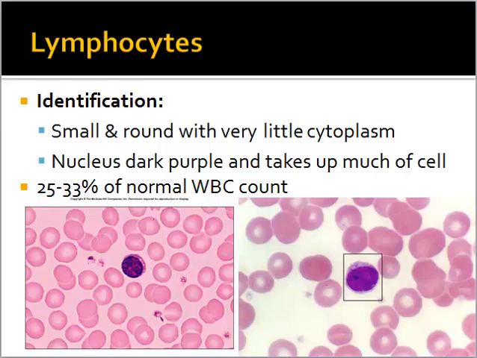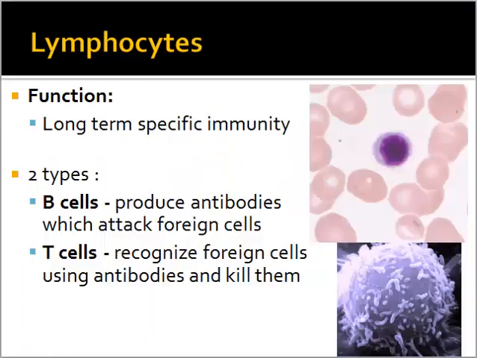They are teeny tiny, and the nucleus is still about the same size as a typical nucleus, but the rest of the cytoplasm is very much reduced. And so they are about the size of a red blood cell. They're about the size of the nucleus of a white blood cell. And so if you just remember 30%, you should be good for that. And there's their function. Long-term specific immunity.